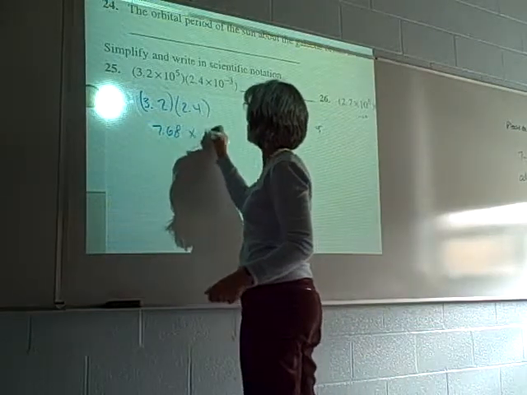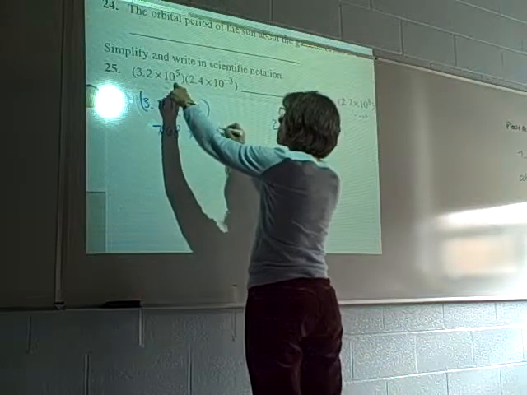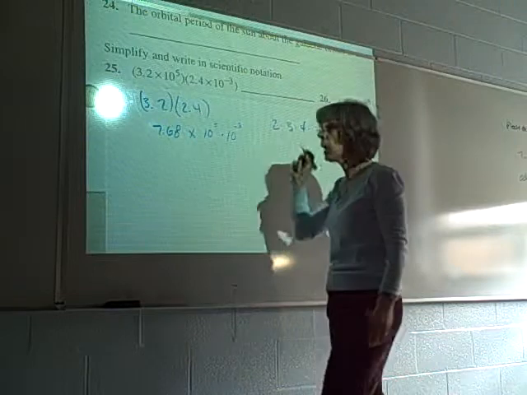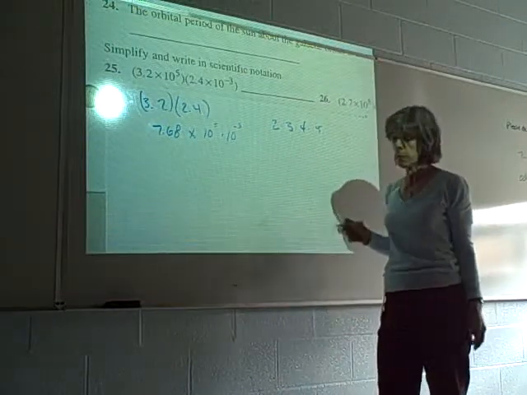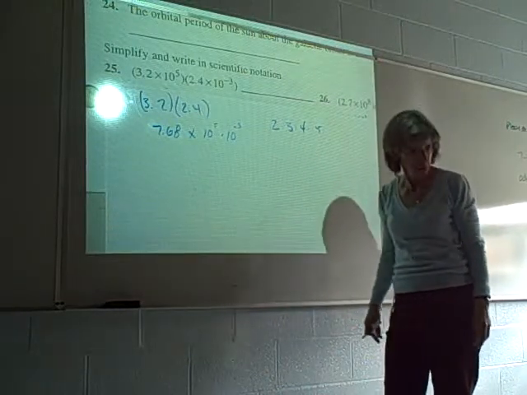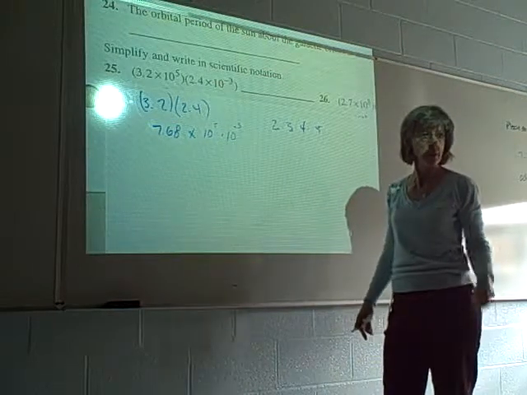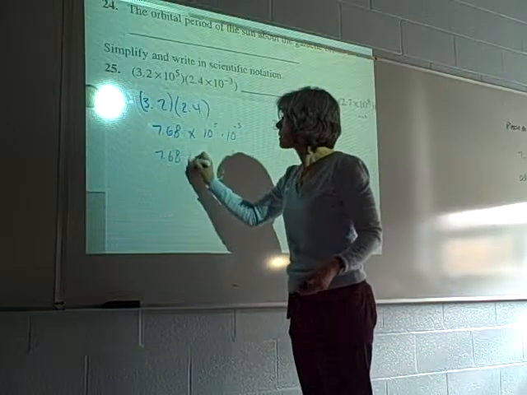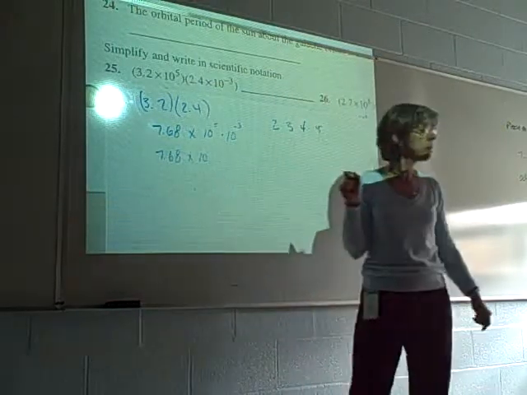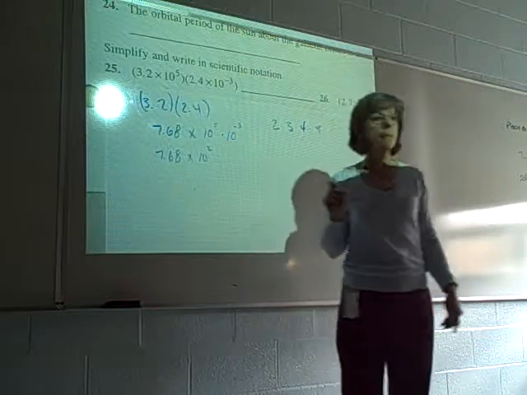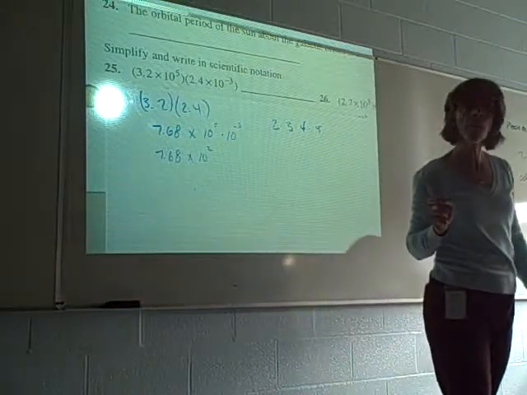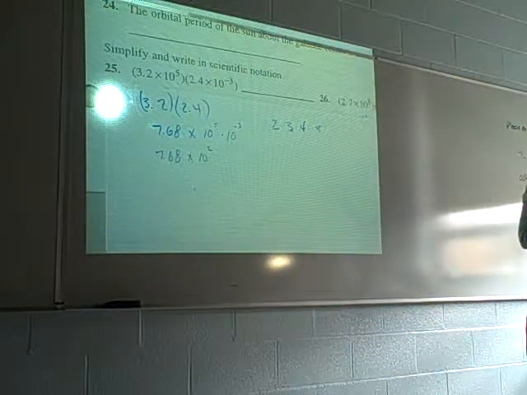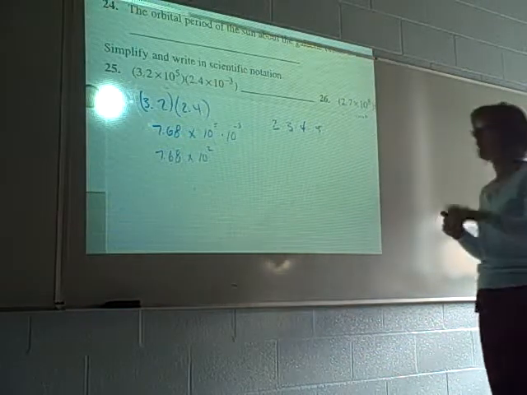7.68 times 10, now I'm multiplying 10 to the 5th times 10 to the negative 3, and what's the rule for multiplying exponents? Add them. So I'm going to have 7.68 times 10 to the second. Okay, everybody good with that? Is that pretty straightforward? So we leave it like that? Yes, you can leave it that way.